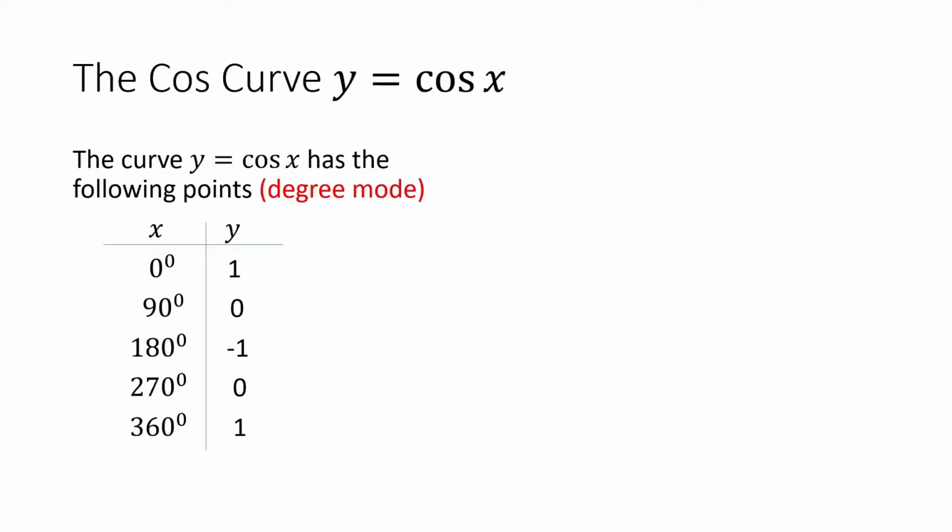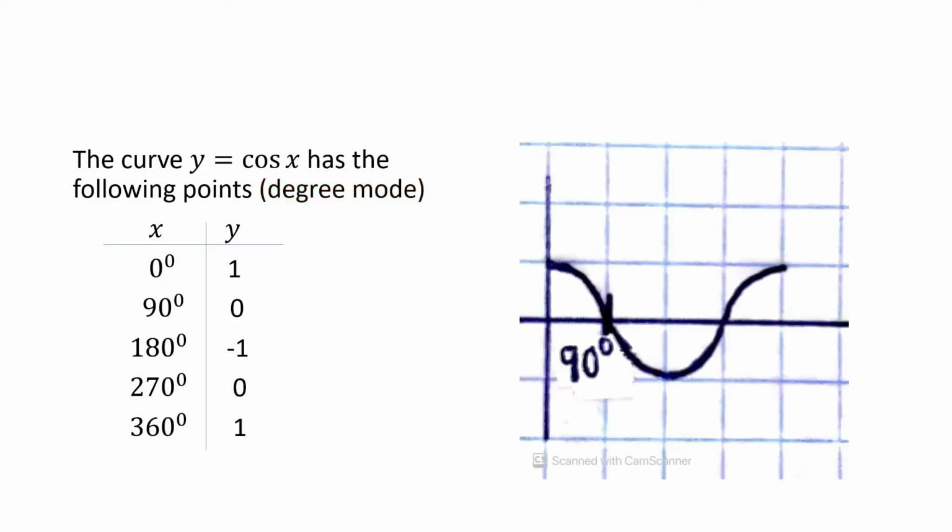All right, now we can talk about the cosine curve. There's going to be some similarities here. You may recall the cosine curve has the points shown, and when we graph them, it looks like that.